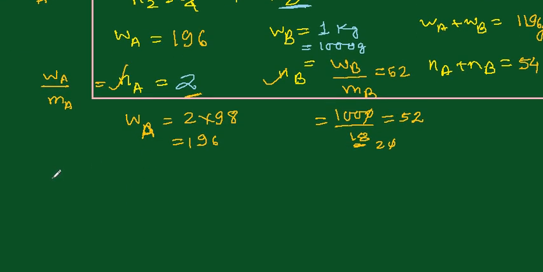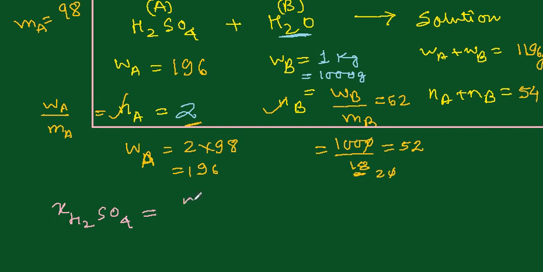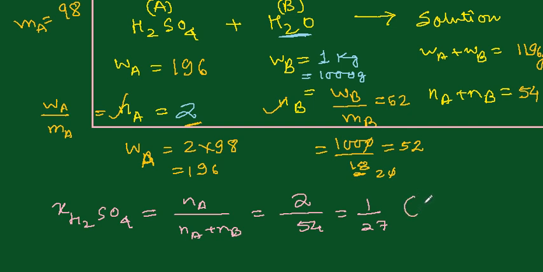The mole fraction of sulfuric acid, the formula is the number of moles of sulfuric acid out of the total moles. So the number of moles of sulfuric acid is 2, and the total moles is 54, that is equal to 1 over 27. And since it is a fraction, there will be no unit.